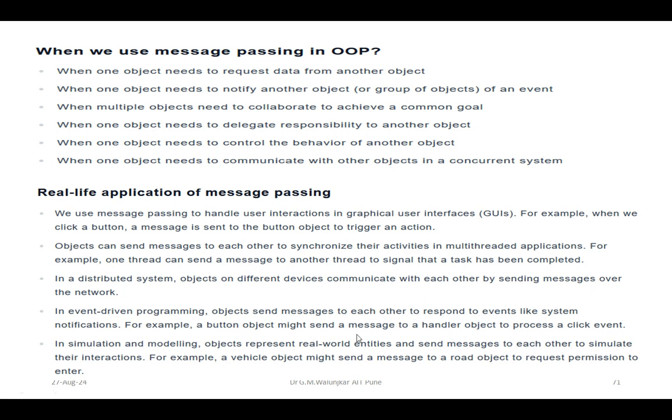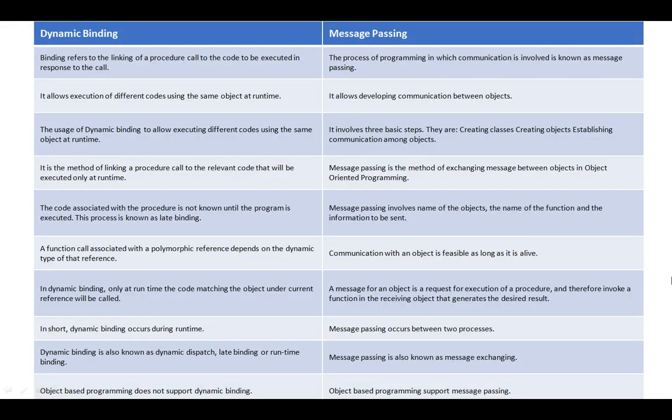In simulation and modeling environments also, message passing is widely used. Objects represent real world entities and send messages to each other to simulate the interaction. For example, a vehicle object might send a message to a road object to request permission to enter. So that immediate message passing or information sharing will happen to take certain quick decisions. Now let's quickly look at the differences between dynamic binding and message passing.